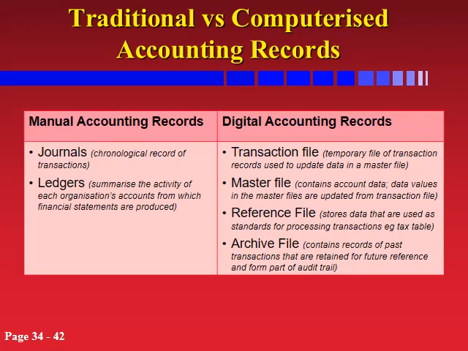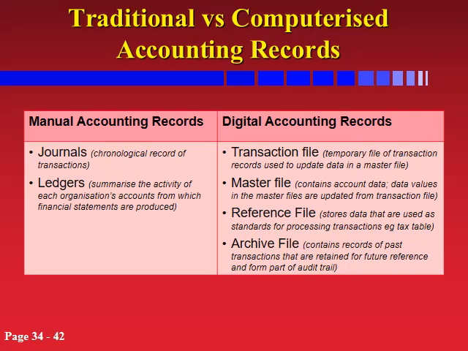The master file contains account data. The general ledger and AR subsidiary ledger are examples of master files. Data values in master files are updated by transactions from the transaction file. Reference files store data that are used as standards for processing transactions. Examples of reference files include the GST tax table, the price list, or the approved vendor list.